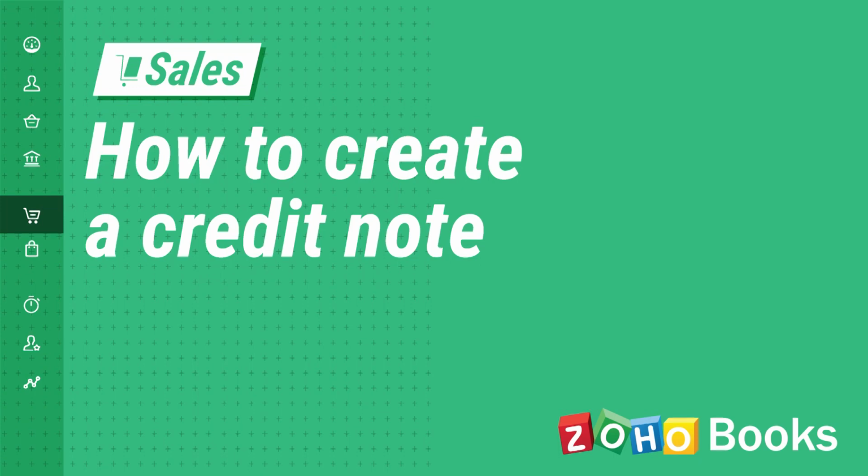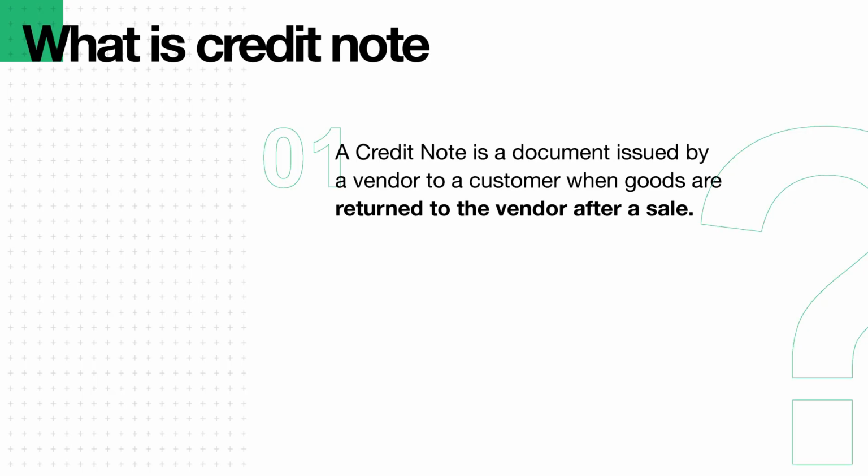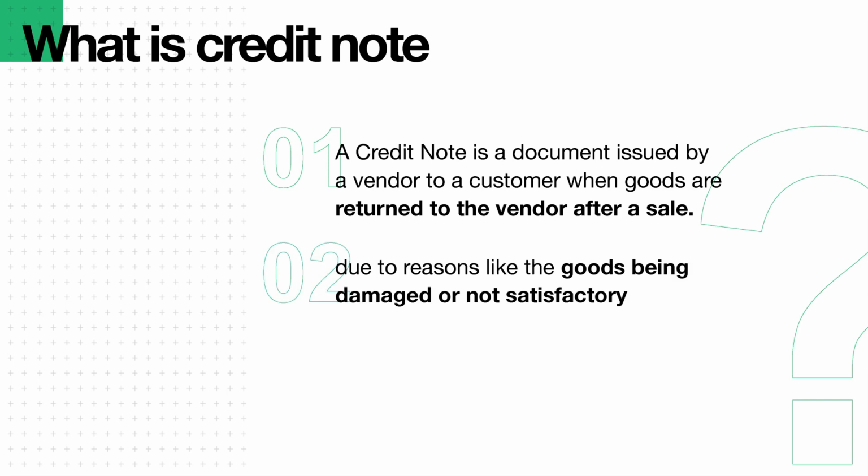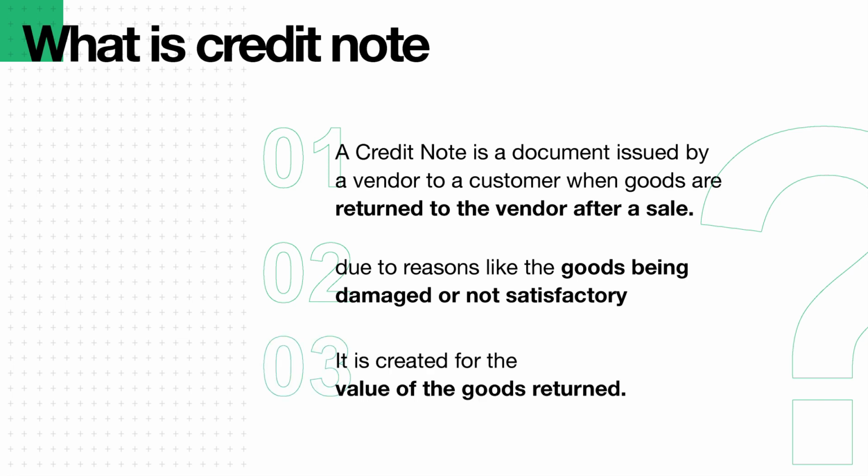A credit note is a document issued by a vendor to a customer when goods are returned to the vendor after a sale. This can happen due to reasons like the goods being damaged or not satisfactory. The credit note is created for the value of the goods returned. Let's see how to create a credit note inside Zoho Books.